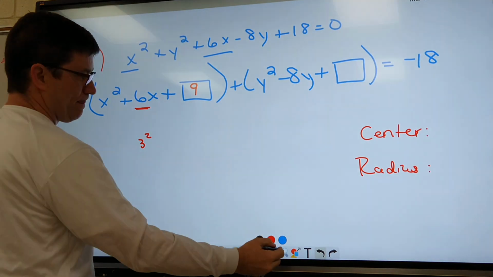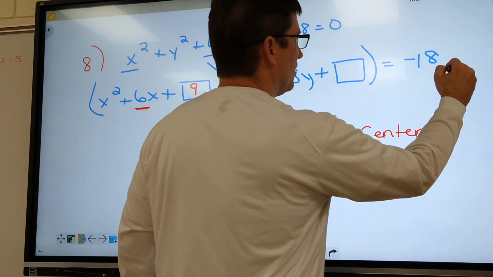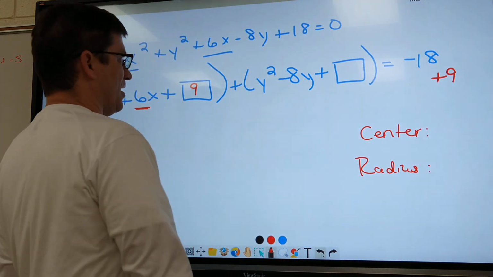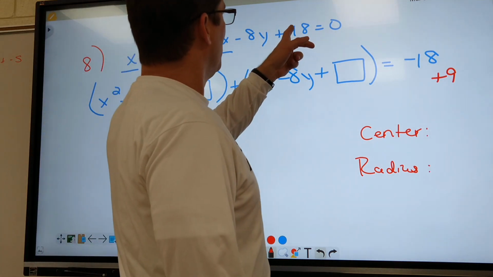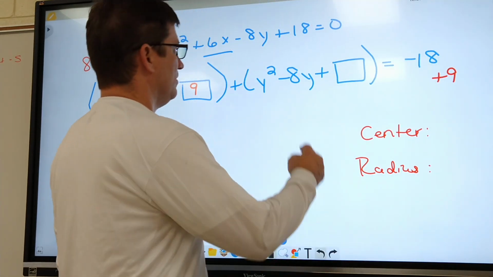So you do that for every problem? Yep, every problem. And if you put plus 9 there, Taylor, you got to put plus 9 over here. Whatever you add on one side, you got to add on the other. How do you know it's going to be negative 18? Because it was a positive 18 up here, and when I moved it over, I had to make it a negative 18. Okay?